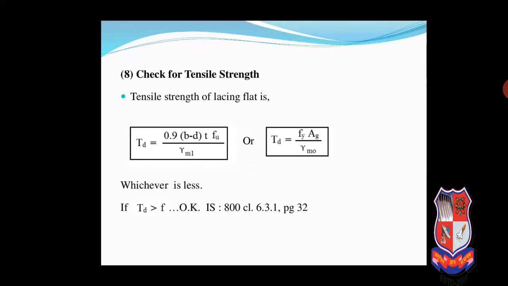First one is 0.9 times (b minus d) into t into Fu divided by partial safety factor, or you can say Td is equal to Fy into Ag divided by gamma m0. Ag is nothing but area of gross, and Fu means ultimate tensile strength of plate. Now whichever is less, if Td is greater than F, it is okay. So this equation is given to you in clause number 6.3.1, page number 32.